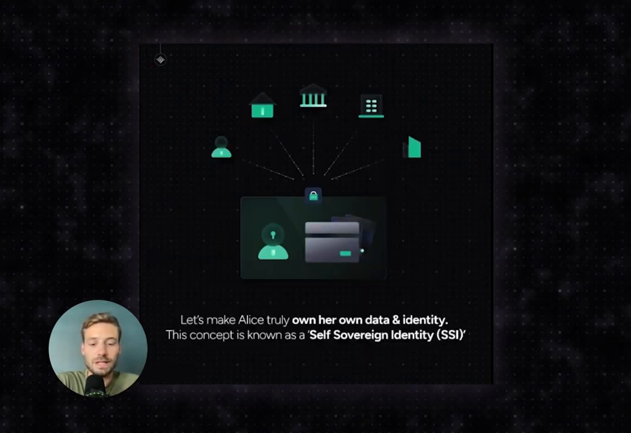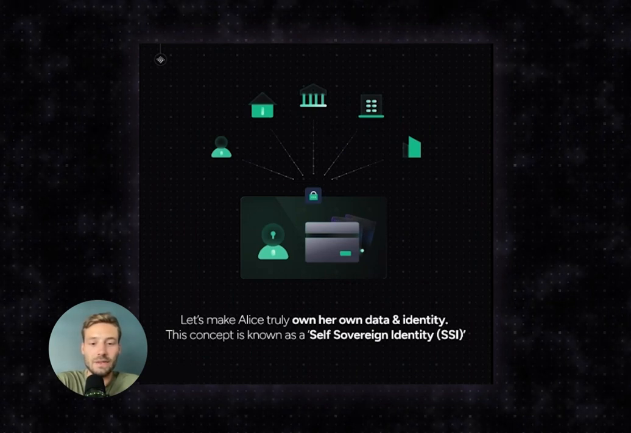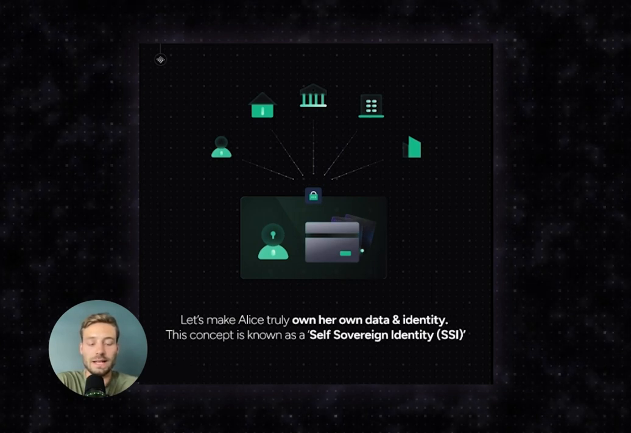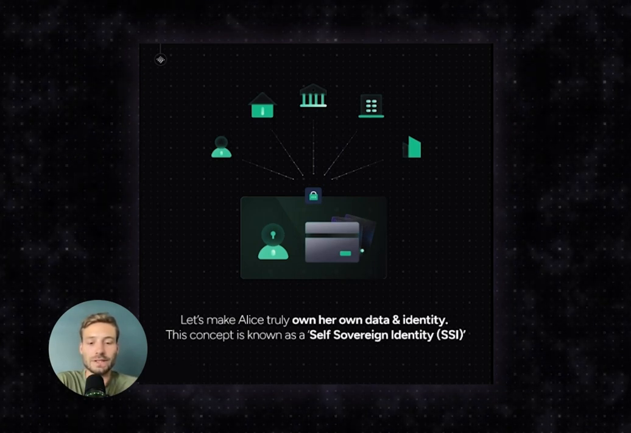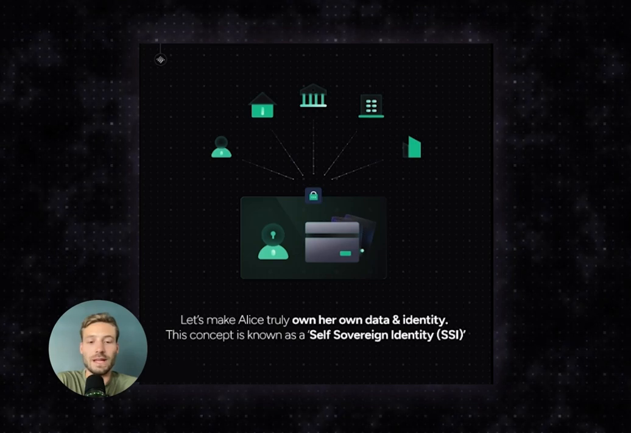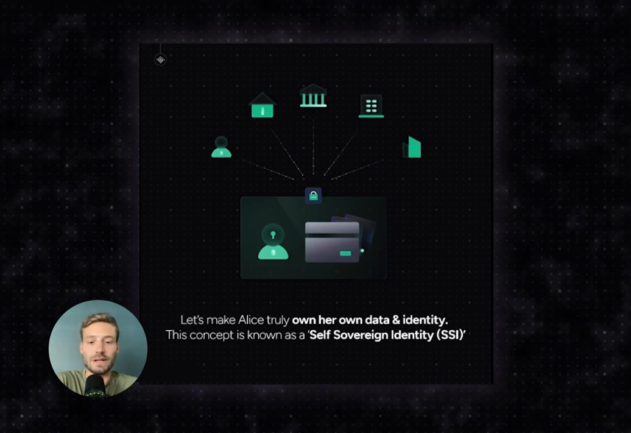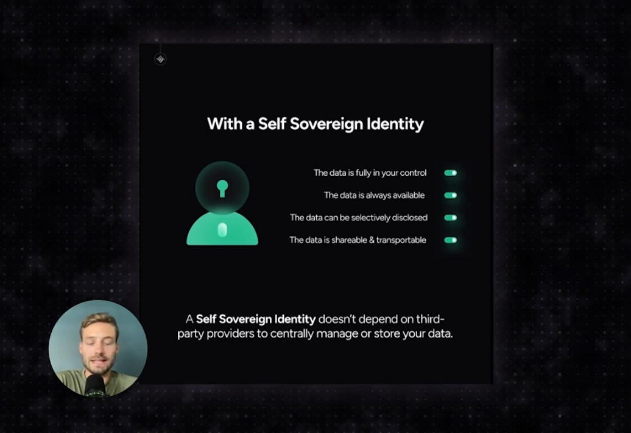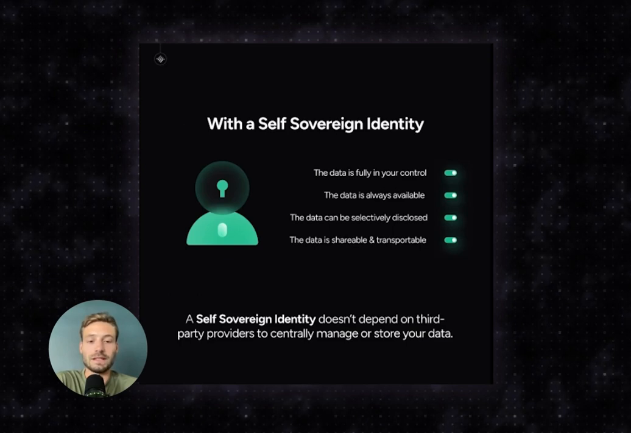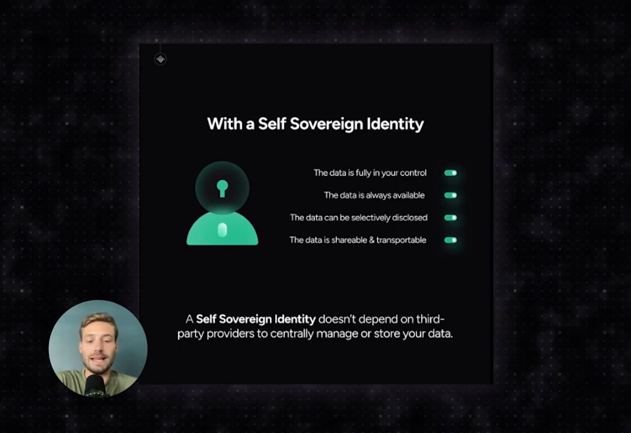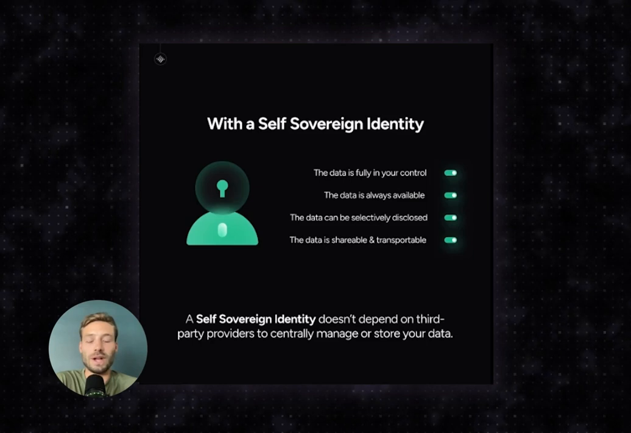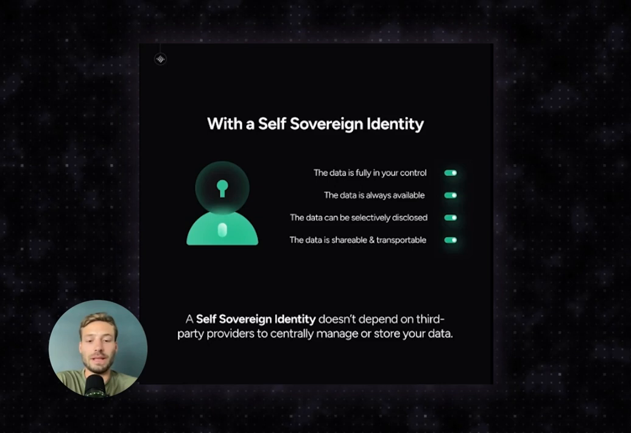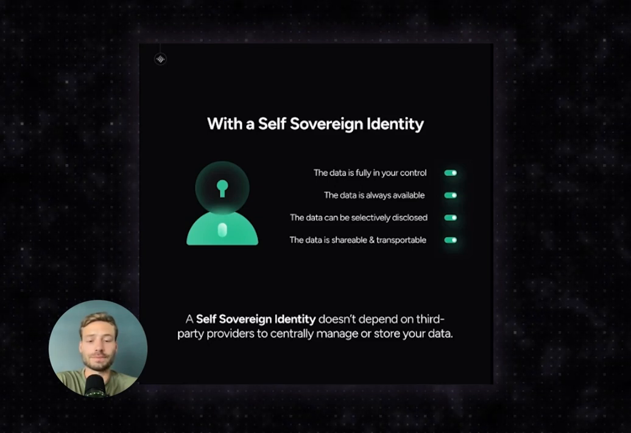If we want to make Alice truly own her own data and identity, then she needs to adopt a self-sovereign identity framework, where she holds her own data in local storage in the form of credentials and uses a wallet to interact with the consumers of her data. Now, with a self-sovereign identity, the data is in Alice's full control. The data is always available, and the data can be selectively disclosed to who she wants, when she wants, and what she wants. The data is also shareable and transportable across networks.